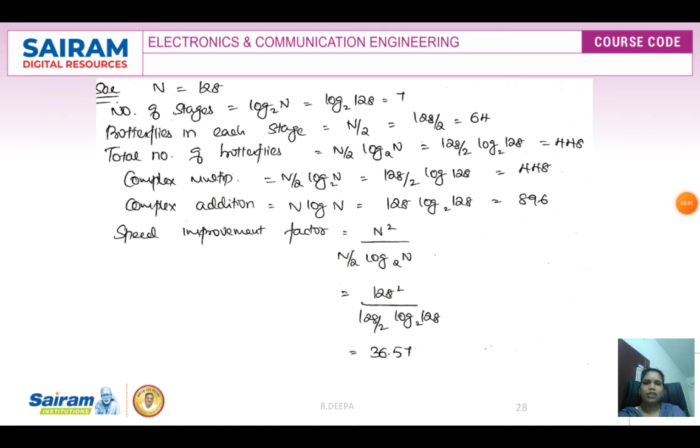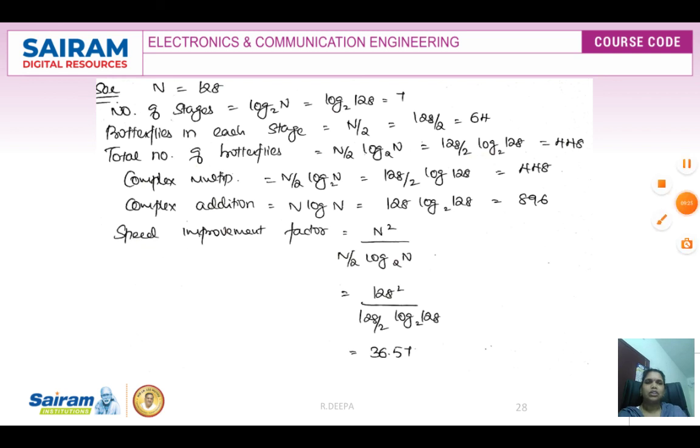And how many butterflies are in each stage? It is N by 2, and 128 by 2 gives us 64. The total number of butterflies needed is N by 2 multiplied by the number of stages. So N by 2 multiplied by log N base 2, which is 64 into 7, it is 448. The number of complex multiplications is N by 2 log N base 2. Substitute N equal to 128, and you get 448. For the complex addition, the formula is N log N, so 128 log 128 base 2, which is 896.